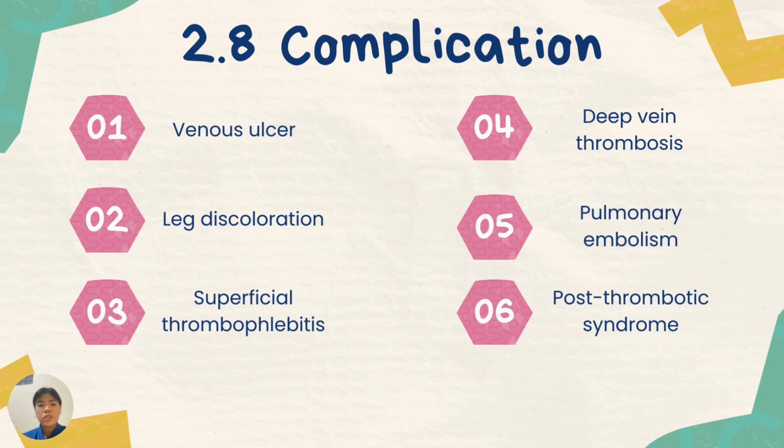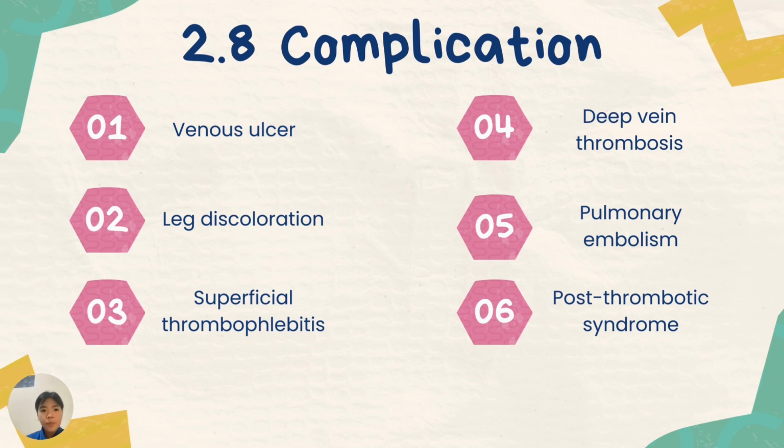A common complication of chronic venous insufficiency is the appearance of venous ulcers, which may be associated with thromboembolic events. Skin changes may occur as a sign of a pre-ulcerative condition. Venous ulcers generally have a poor prognosis due to delayed healing and recurrent ulceration, which may increase the risk of developing superficial thrombophlebitis.